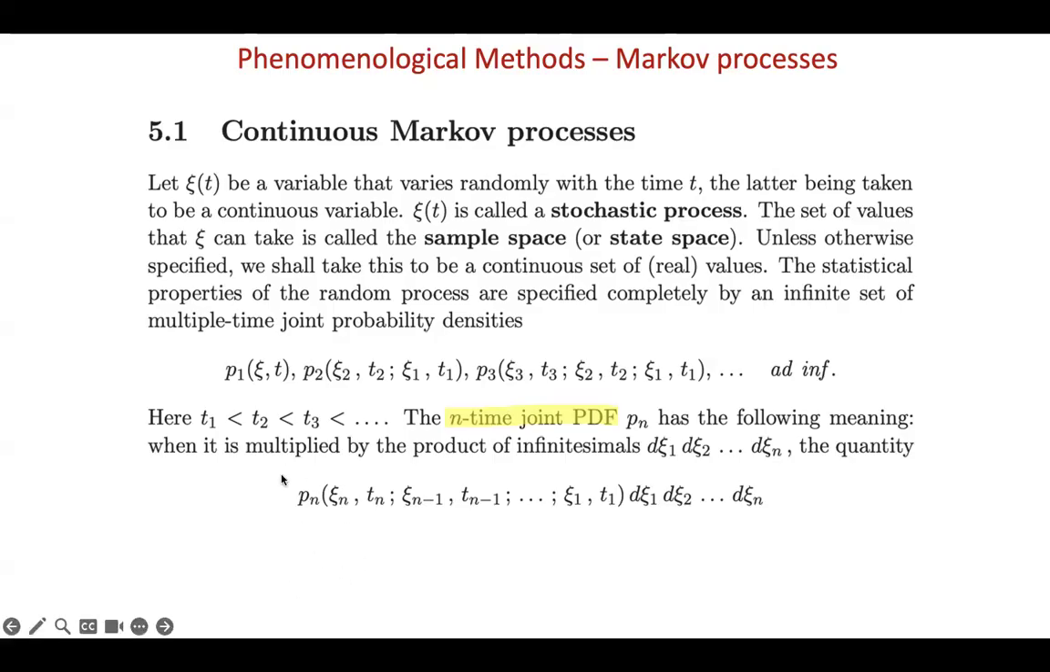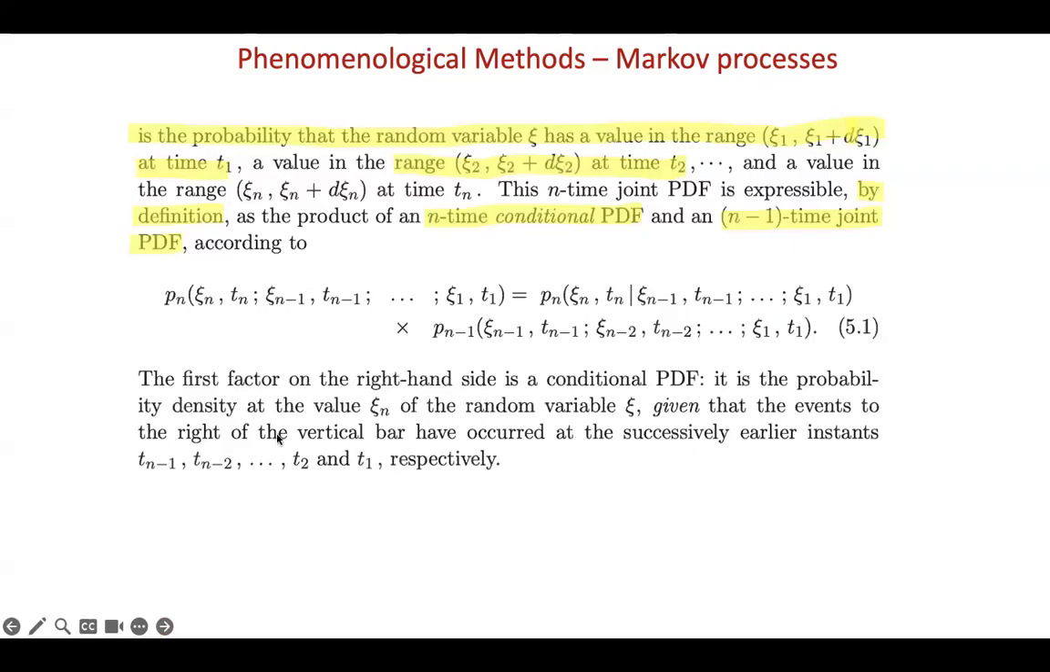So anyway, this is the n time joint probability, and the product of infinitesimals TC1. So there's this little range here. And so this is a probability distribution function. So anyway, this is not an important slide. I want to go to this slide.